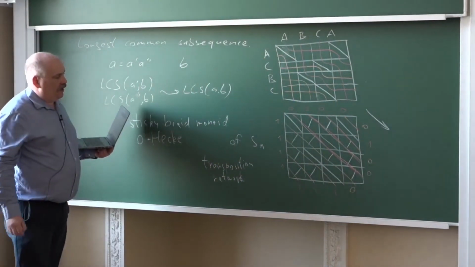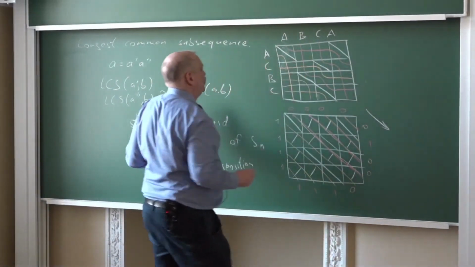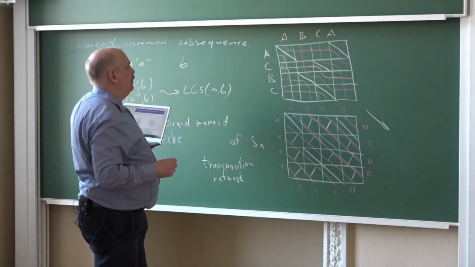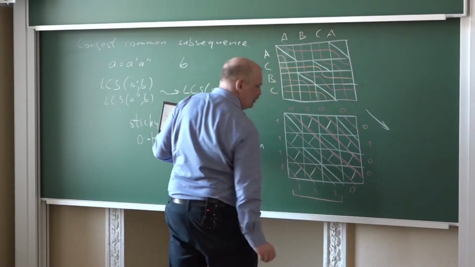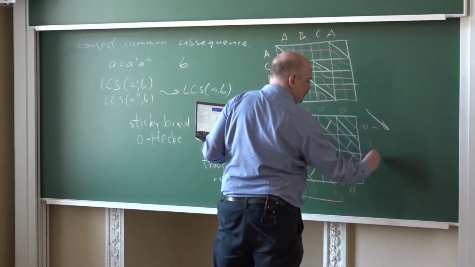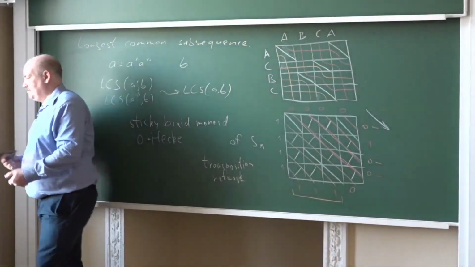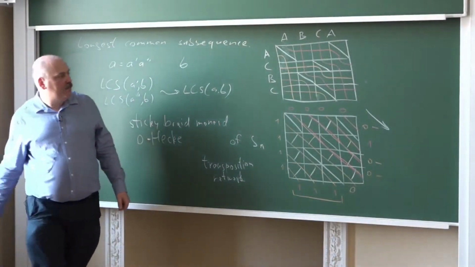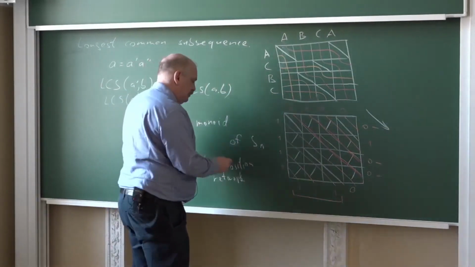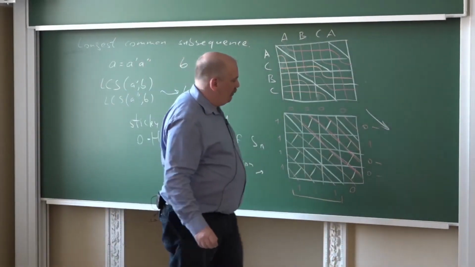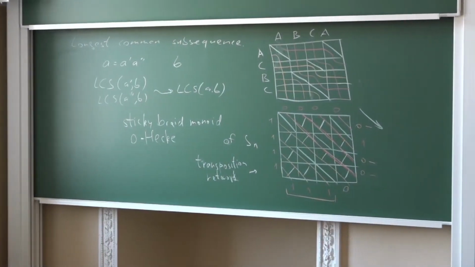Okay, so the longest common subsequence of this pair of strings is 3, because I just count the ones at the bottom, or I count zeros at the right. So this is useful. So now, how do I use this?